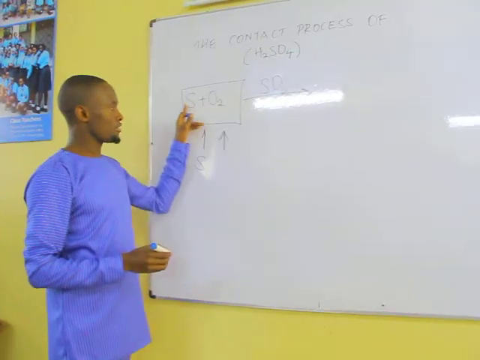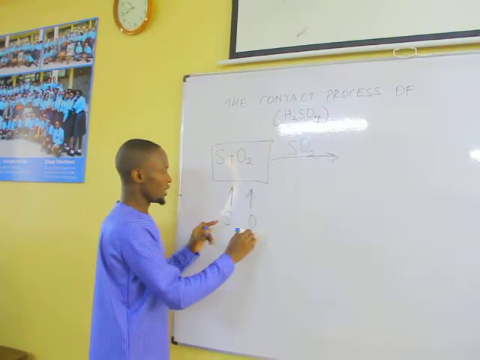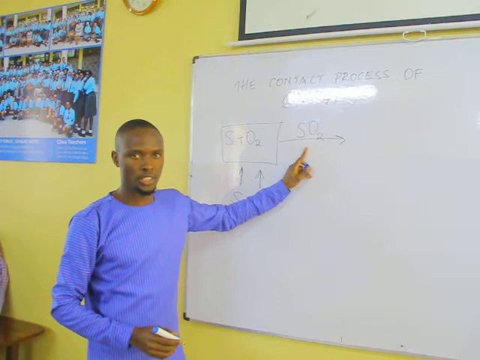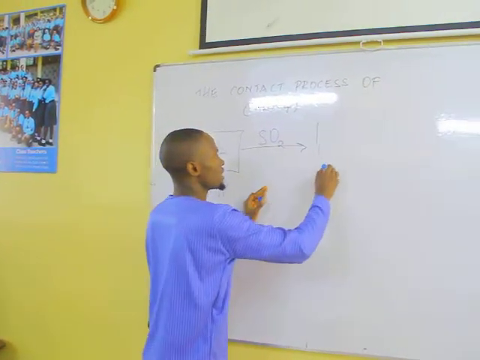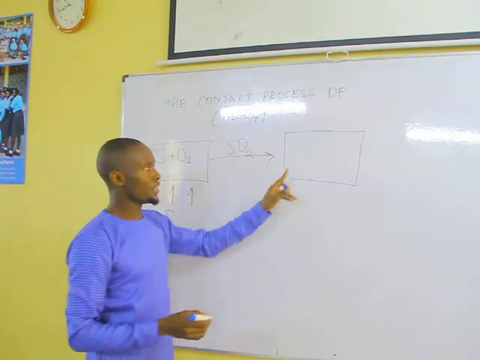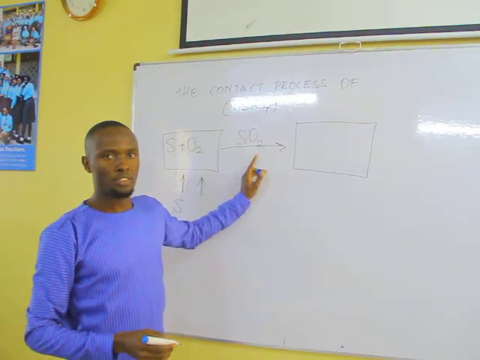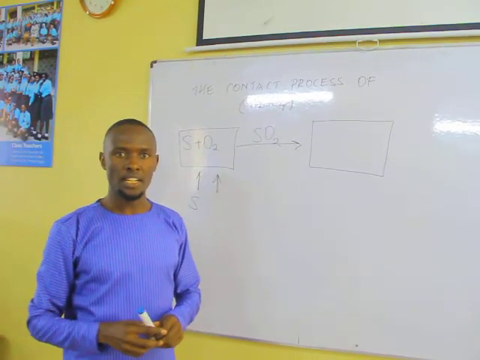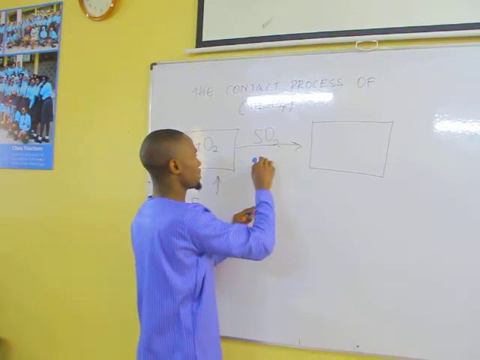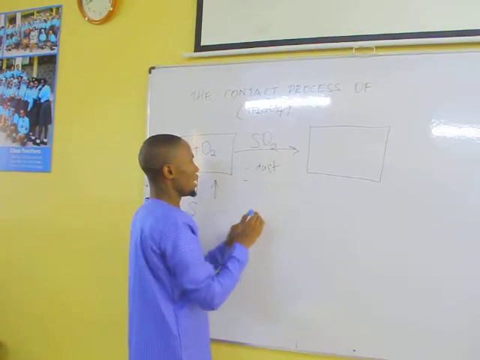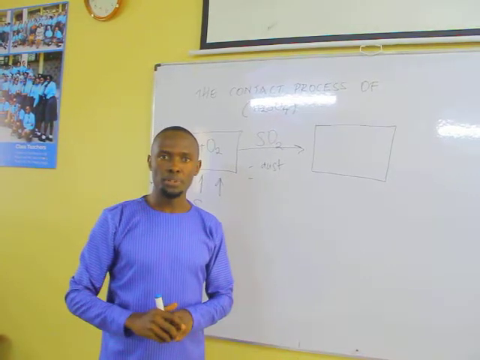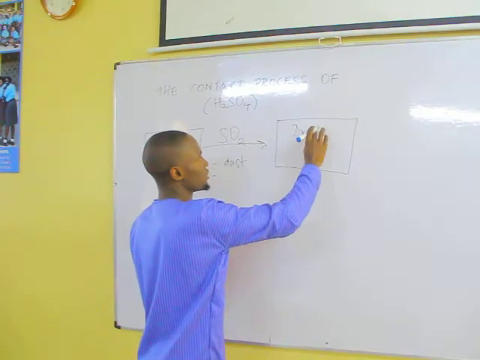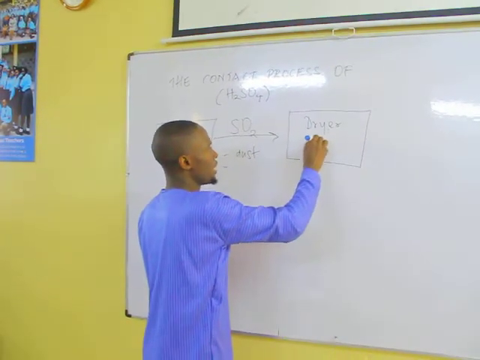From this chamber, sulfur is burnt in presence of oxygen to form a gas. This is sulfur 4 oxide gas. This gas is taken to another chamber, and in this chamber you must know that sulfur 4 oxide produced from burning of sulfur has impurities such as dust, and for us to remove these impurities, we are going to take it to a dryer. So this chamber, I say, is a dryer and a cleaner.